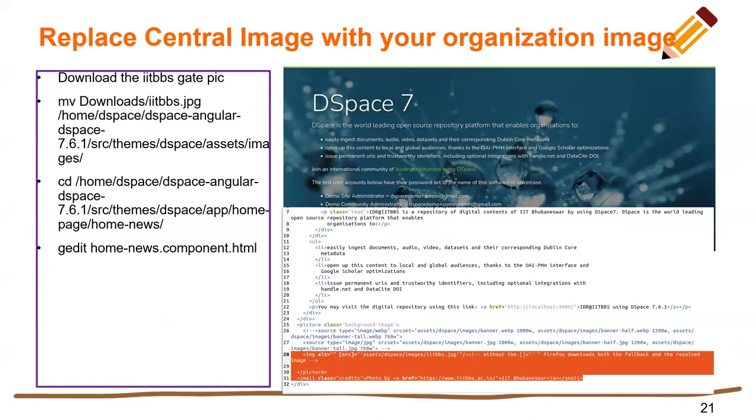Okay. So you have to replace the central image with your organization image. You can find here that under this there is a bubble kind of picture. Instead of this, we have to put some iconic photograph of our institution. So what we did, we put our IIT BBS gate photograph. We downloaded the picture to the download folder, then copied it to the image folder of this theme, DSpace, assets and images. Then you have to go to the home DSpace Angular, then home page, then home news. There you have to edit this home news component.html file.